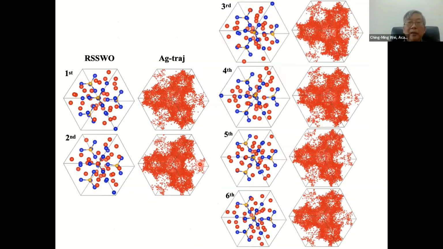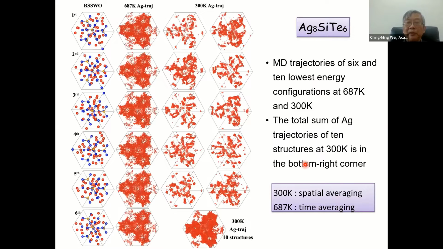And now, if we have a lower temperature simulation at 300K, because the silver does not get enough kinetic energy to diffuse, different initial configurations do not really give similar patterns. However, by summing all 10 initial structures, we get a pattern which is very similar to the high temperature patterns. So this is how we get this kind of 3D atomic density pattern, and these are the material properties.